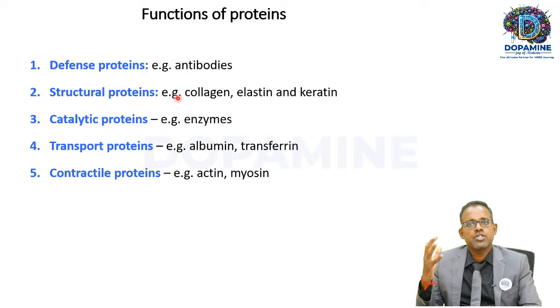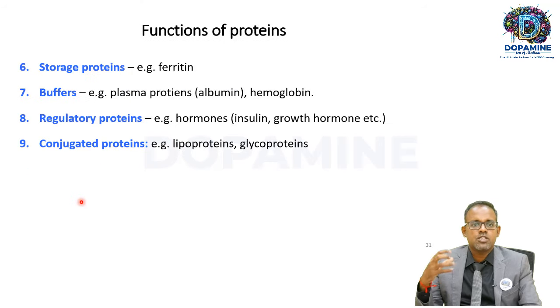What are the functions of proteins? Defense proteins: antibodies act as the defense against microorganisms. Structural proteins: collagen, elastin, keratin. Catalytic proteins, for example enzymes. All enzymes are proteins except a few. For example, ribozymes are made up of RNA. Transport proteins: albumin and transferrin. Albumin transports drugs and bilirubin. Transferrin transports iron. Contractile proteins, for example actin and myosin. Storage proteins, for example ferritin. It stores iron.